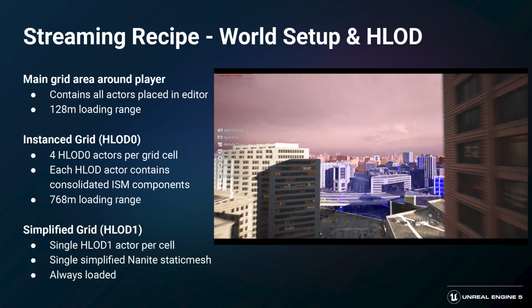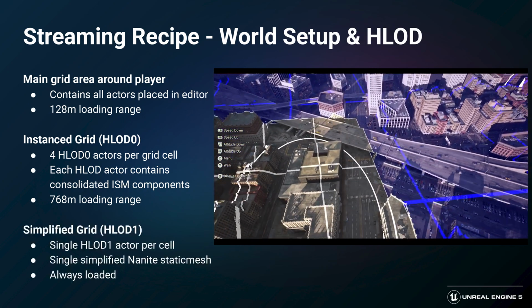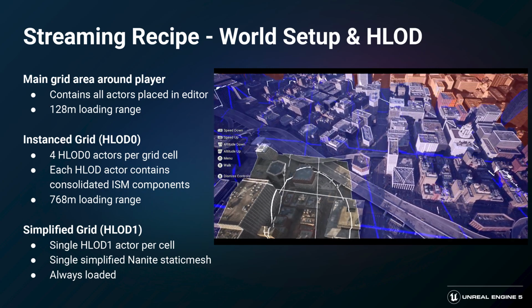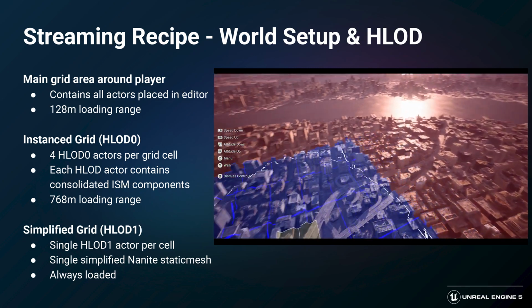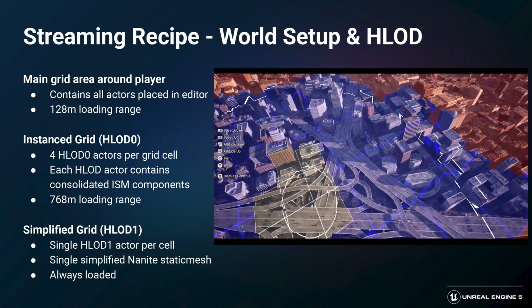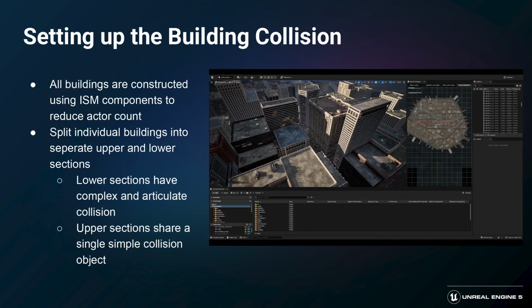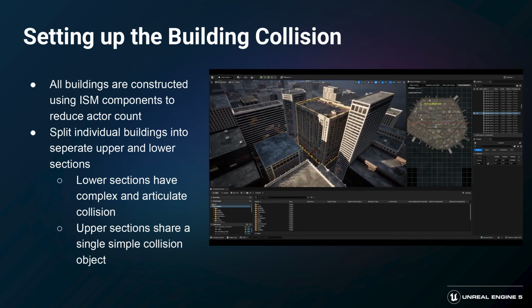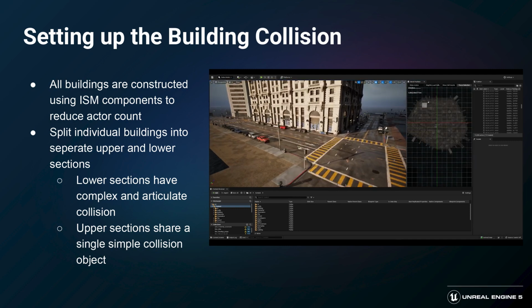HLOD 1, represented in red, is visible past the 768 meter range and is always loaded in memory. HLOD 1 takes all the static meshes in a cell and merges them into a single nanite mesh. Just like HLOD 0, any changes to the main grid will require regeneration of HLOD 1. All handcrafted and procedurally generated buildings are constructed using ISM components. This reduced overall actor count in the city and improved streaming performance.